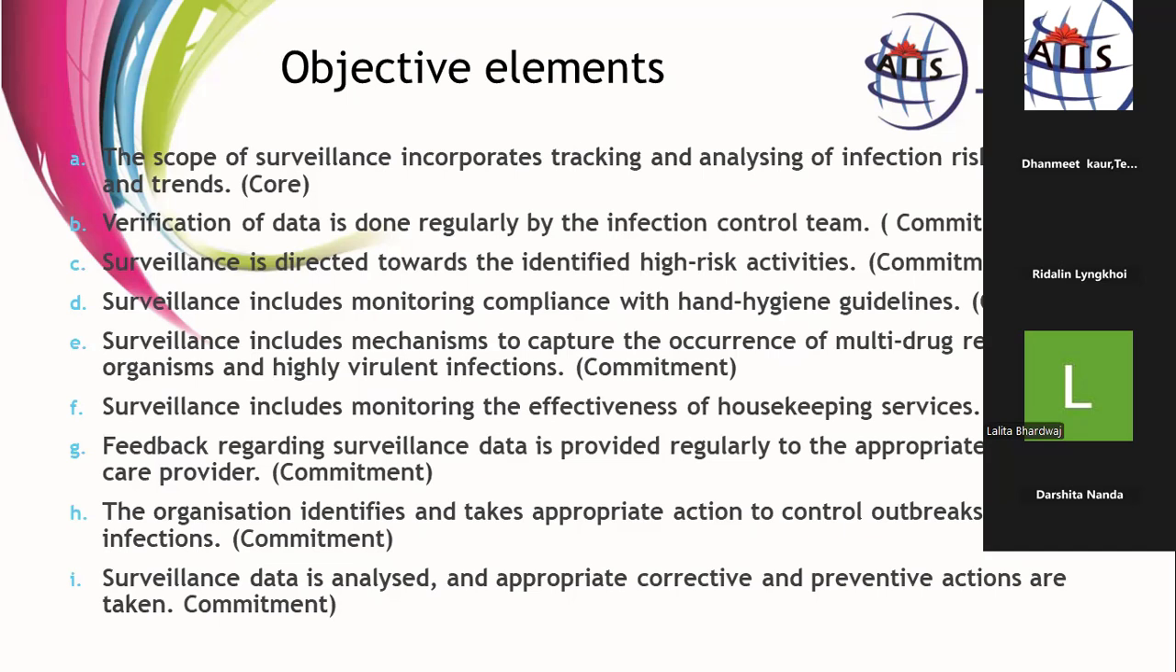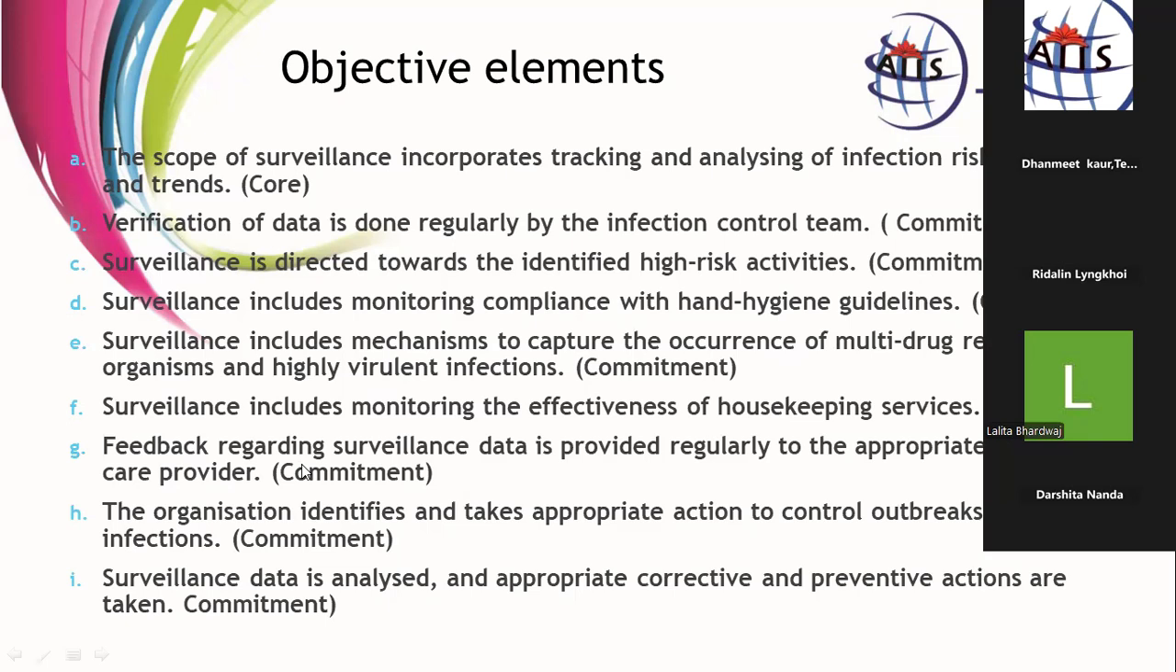Surveillance includes monitoring the effectiveness of housekeeping services. This is also a core element, and in this you have to monitor the effectiveness of housekeeping services. How will you monitor it? You have to collect the environmental cultures for that. First, you are doing clinical surveillance. Now you are doing environmental surveillance. In environmental surveillance, when you are collecting the swabs, when you are collecting the air plates, it will show the effectiveness of housekeeping services.